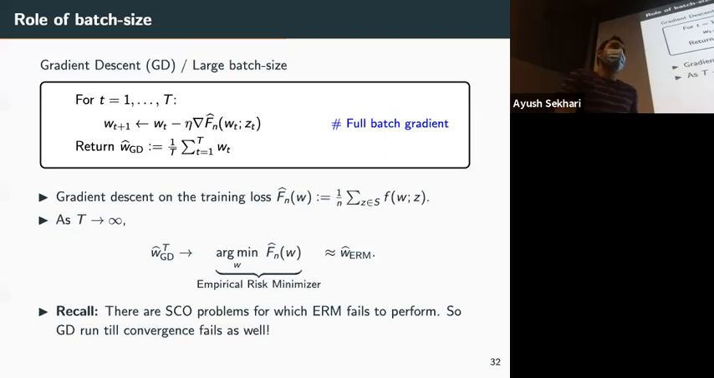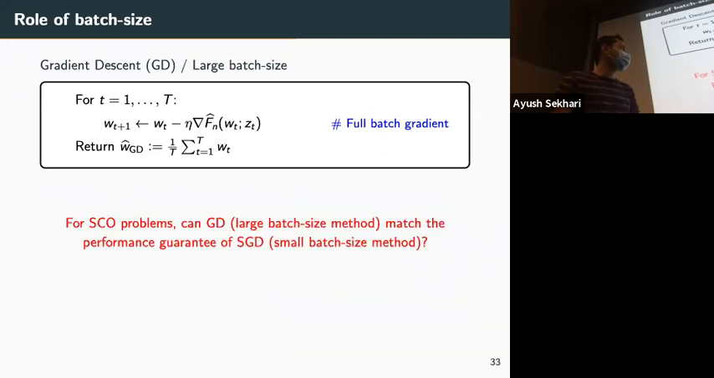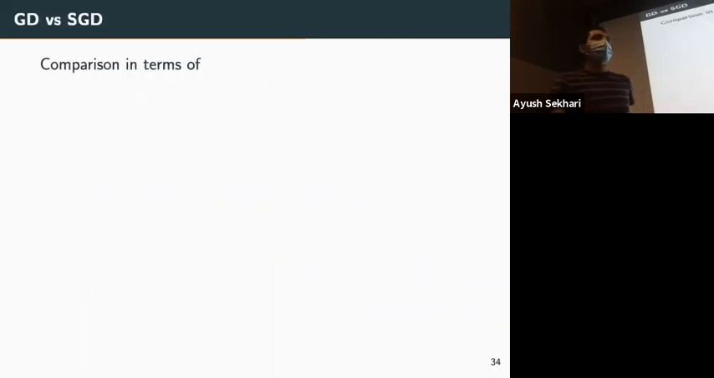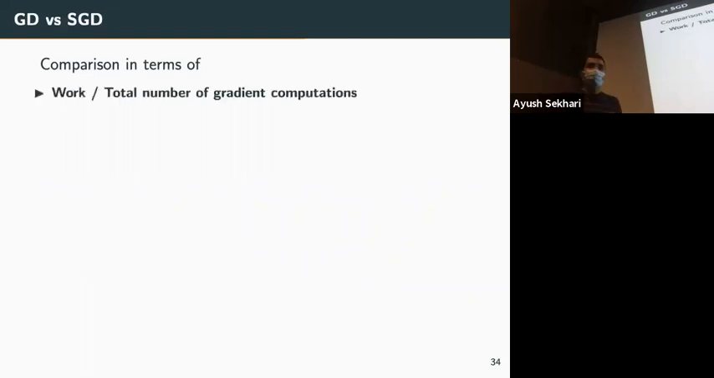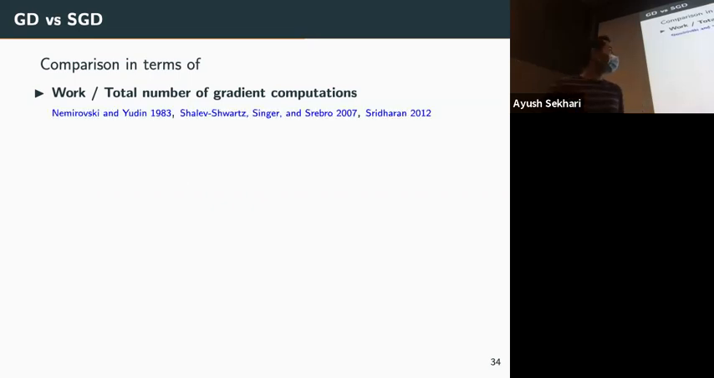But what about early stopping, or other step sizes, etc.? So the question really is, for SCO problems, can GD match the performance guarantee of SGD? Can this large batch size method match the performance guarantee of SGD? So far, I've been a bit vague on what I mean by GD matching SGD. There could be three kinds of comparisons I can be doing. The first comparison is in terms of work, or the total number of gradient computations that I need between the two algorithms. This is essentially a running time comparison. And this has been well studied almost a decade ago.